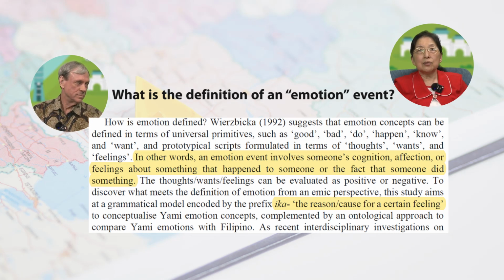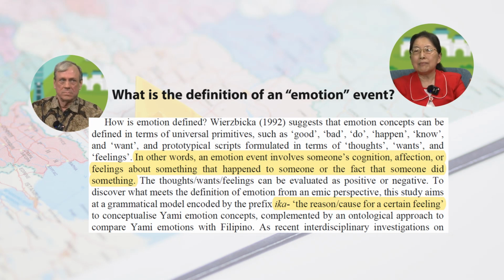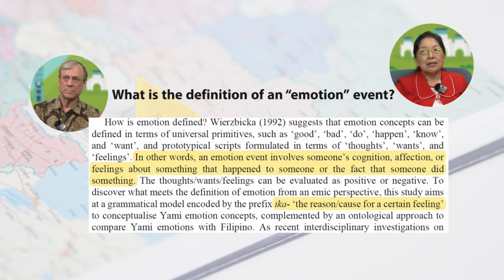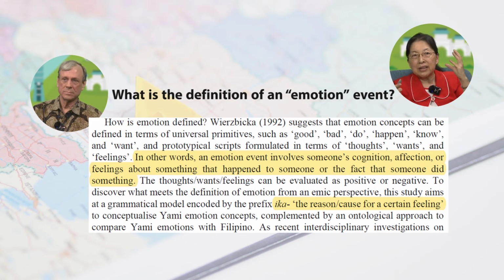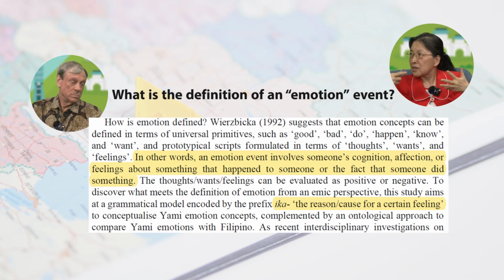If I asked you, what is your emotion in English, you may count a few, but you're not able to list all of them, a systematic list of all the emotion. So an emotion event involves someone's cognition, affection, or feelings about something that happened to someone or the fact that someone did something. So you have a reaction cognitively, affectively, or sometimes physically. You have a physical reaction too.